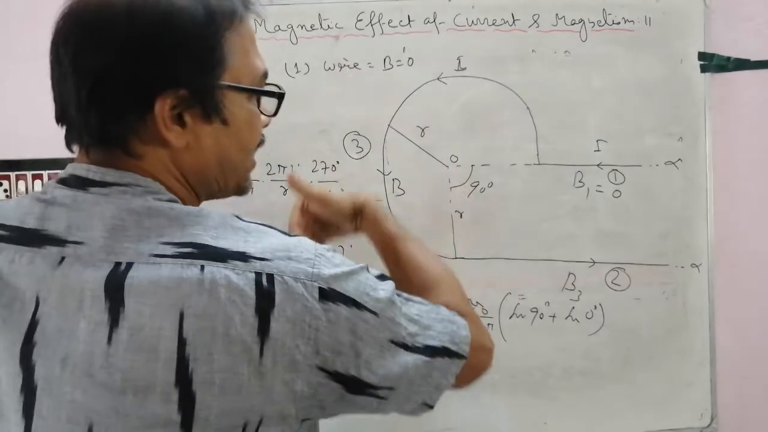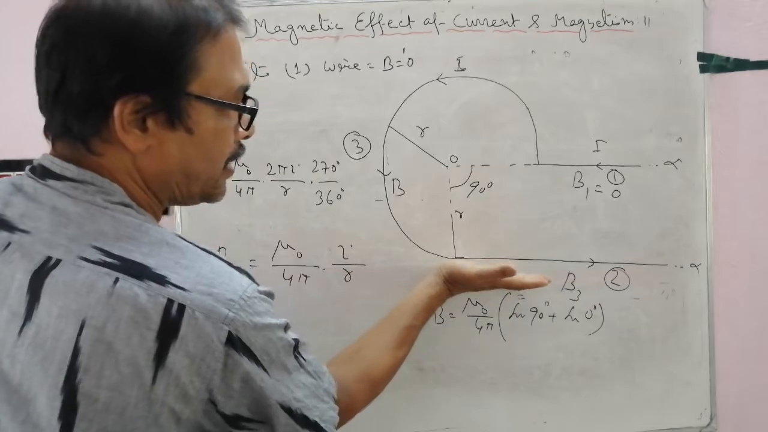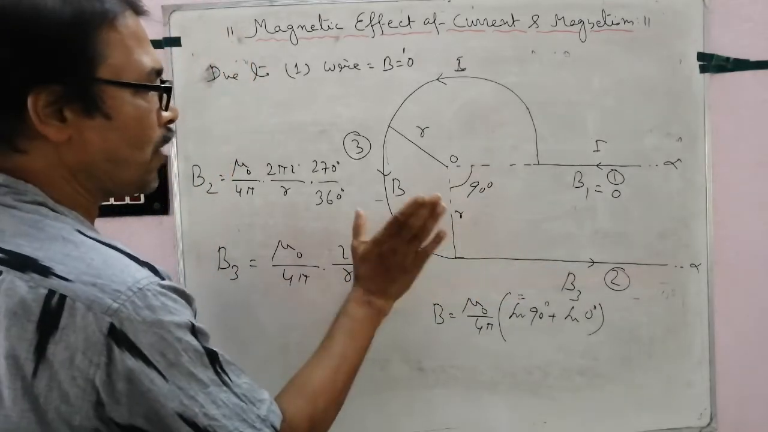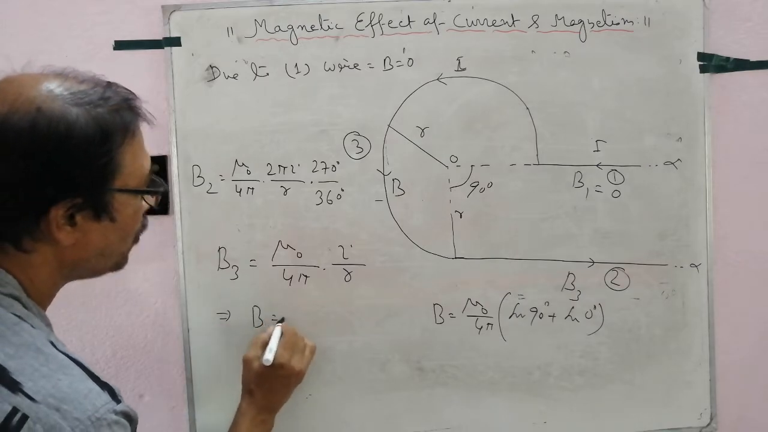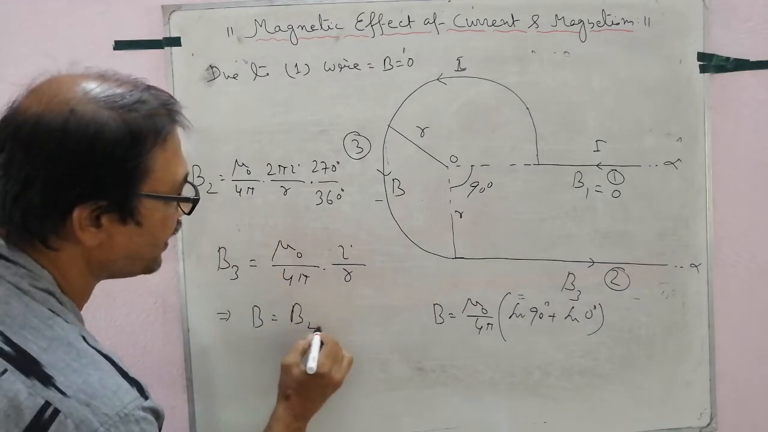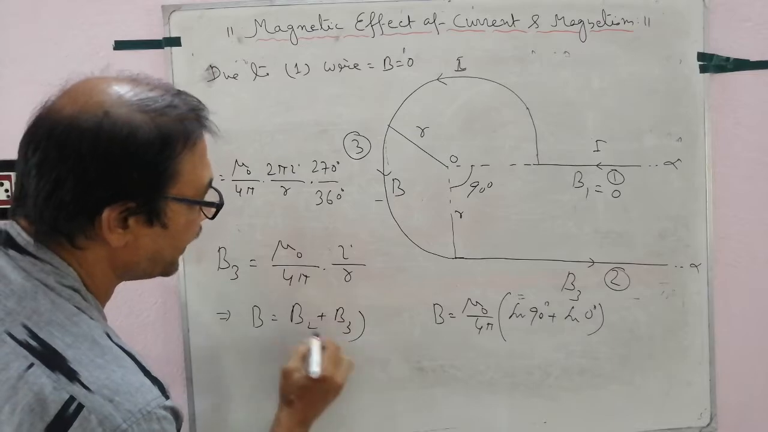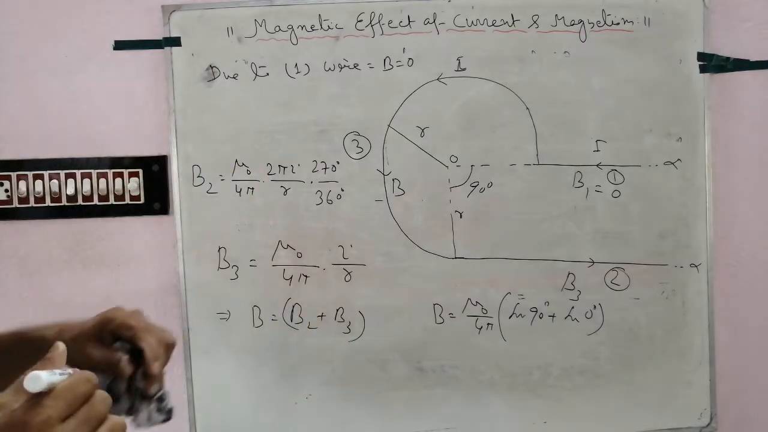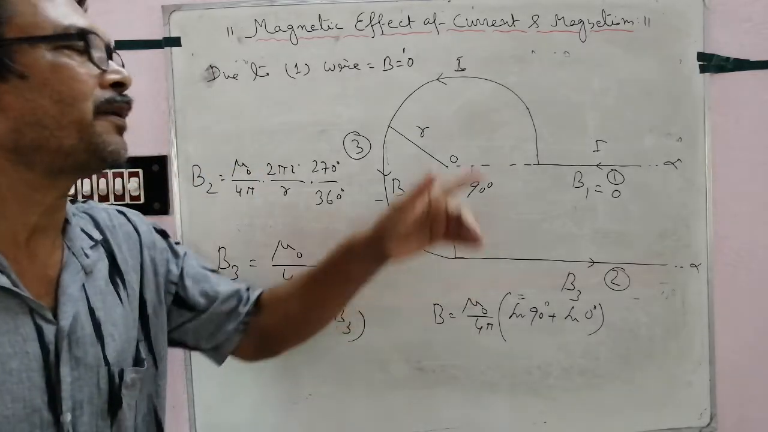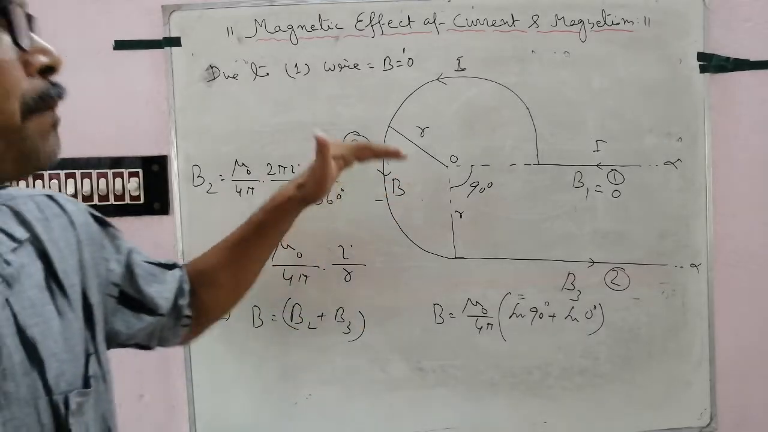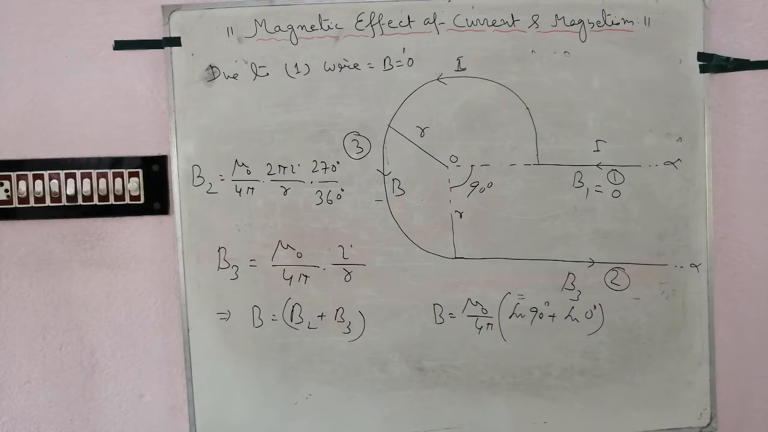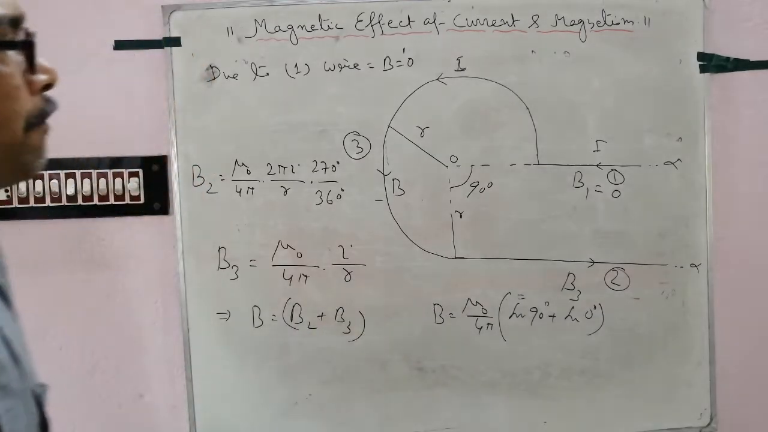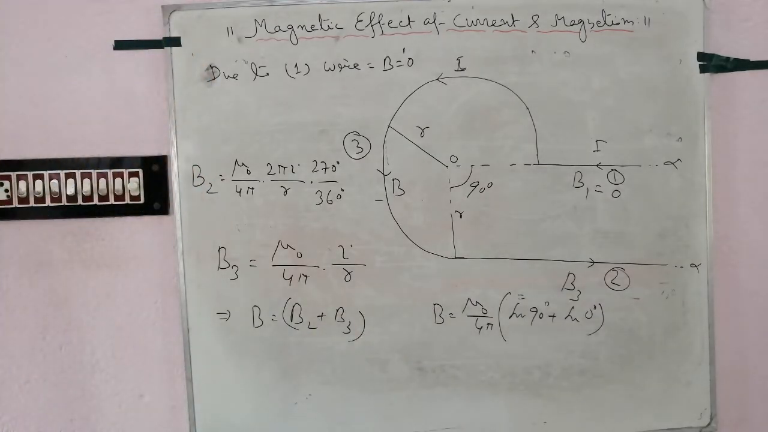The direction is upward according to here, upward towards the reader, towards you. So total magnetic field B equals B2 plus B3, and you will get the result for B1 as 0, and the direction of the magnetic field, according to the direction of the current, is perpendicular to the plane of the board and upward, that is, towards the reader. Okay, this is one type of application. Very important question, note it.